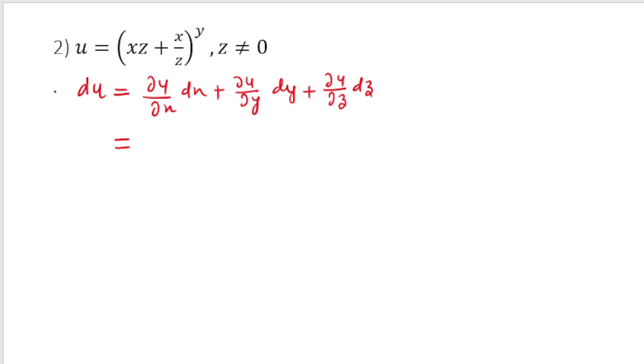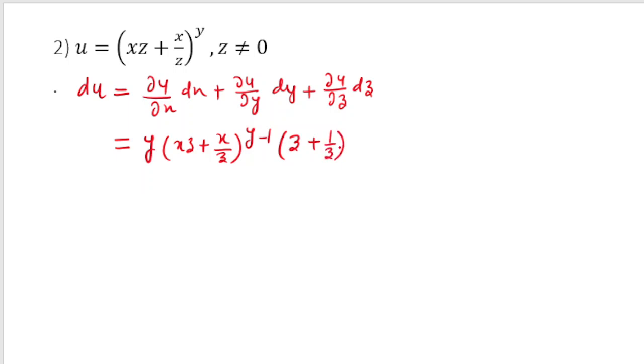So what is del u by del x? If you have to differentiate this with respect to x partially, the y should be treated as constant. So it will be y times xz plus x by z to the power y minus 1. And then we have to differentiate it with respect to x. So in the bracket, derivative of xz, I will get z, and derivative of x by z, I will get plus 1 by z, right?